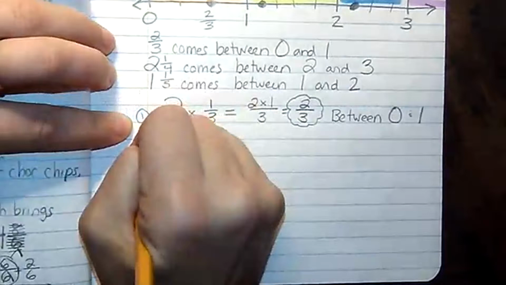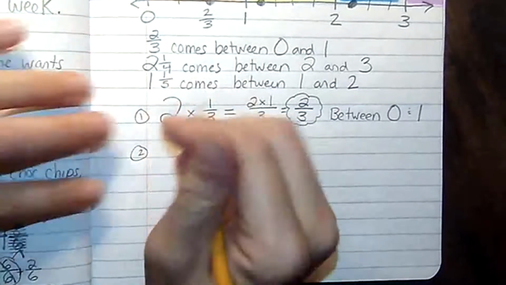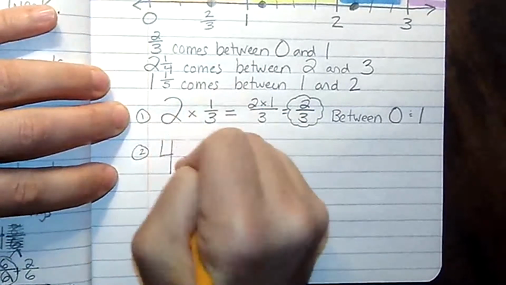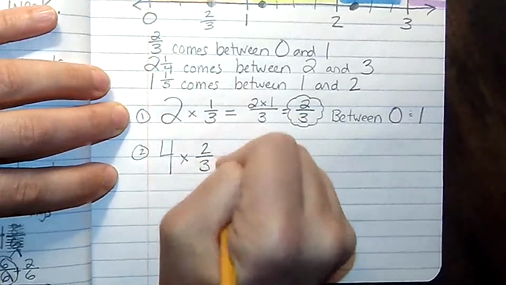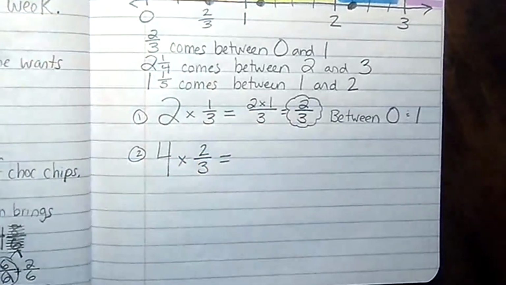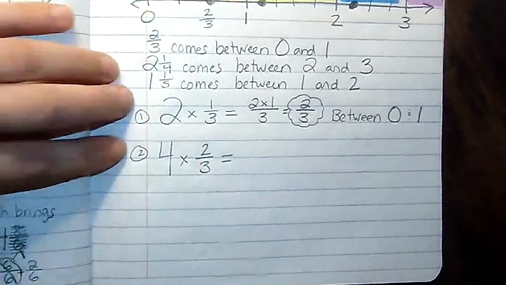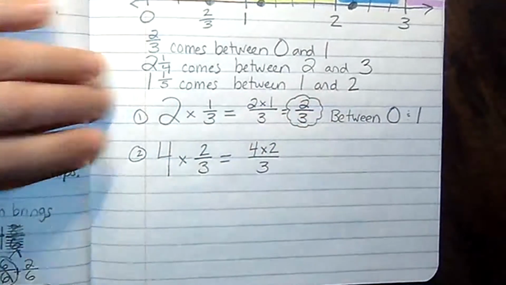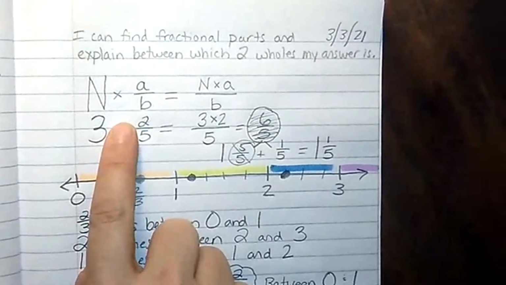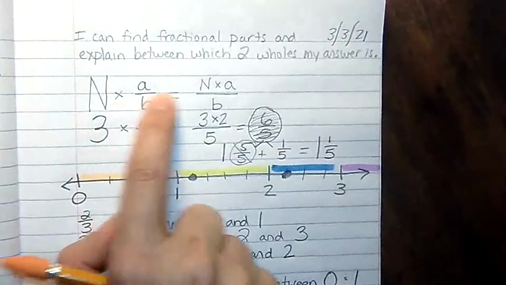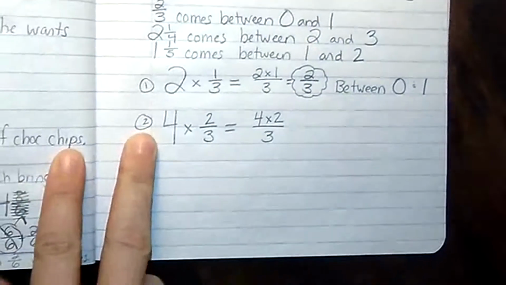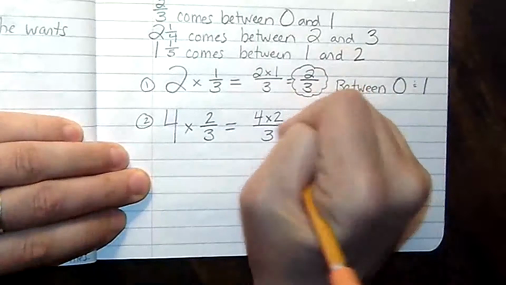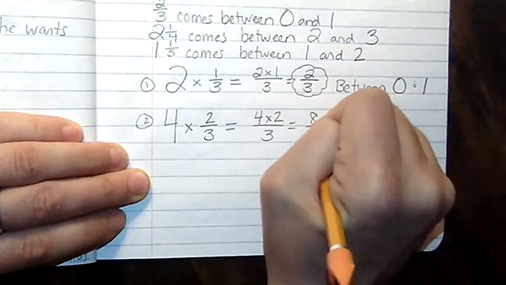Let's try another one. Here's number 2. I'm going to do 4 times 2/3. 4 wholes times 2/3. Really all I have to do is do 4 times 2 and keep it over thirds, right? That's what this formula up at the top says, using our algebraic expression: my number times my numerator over the denominator. Four times 2 is 8, and I get 8/3.